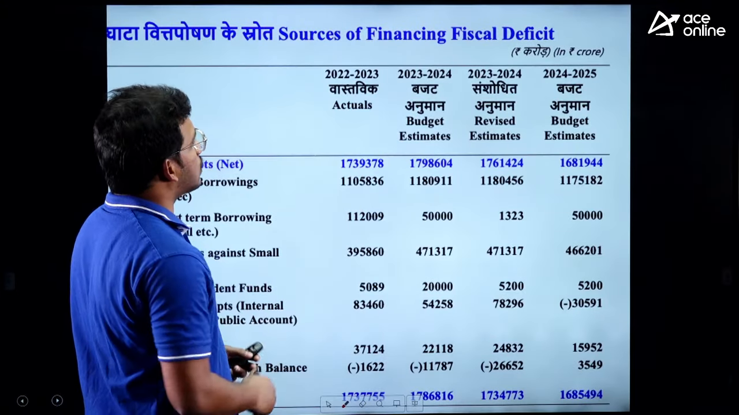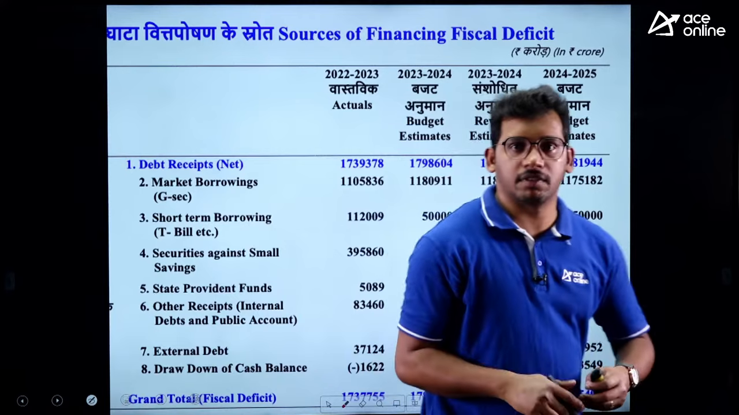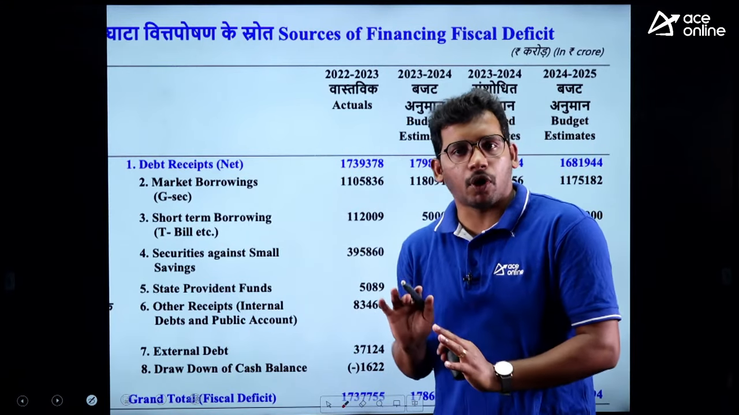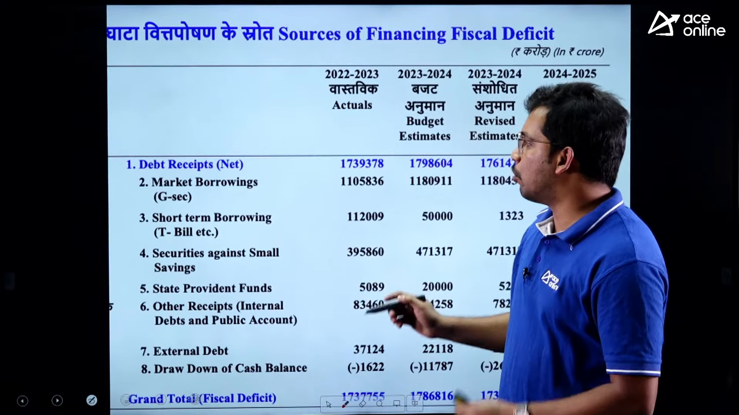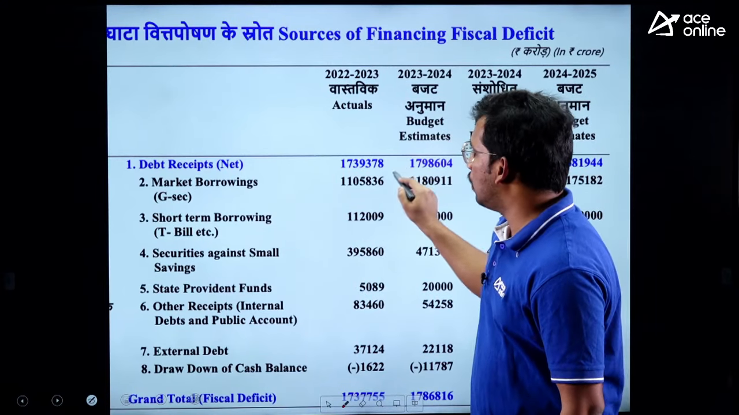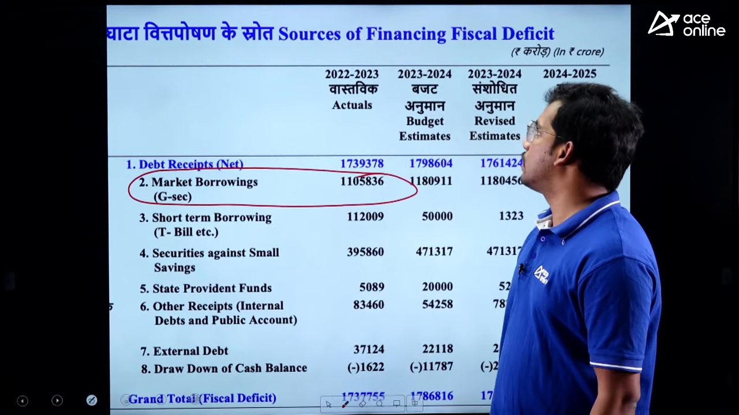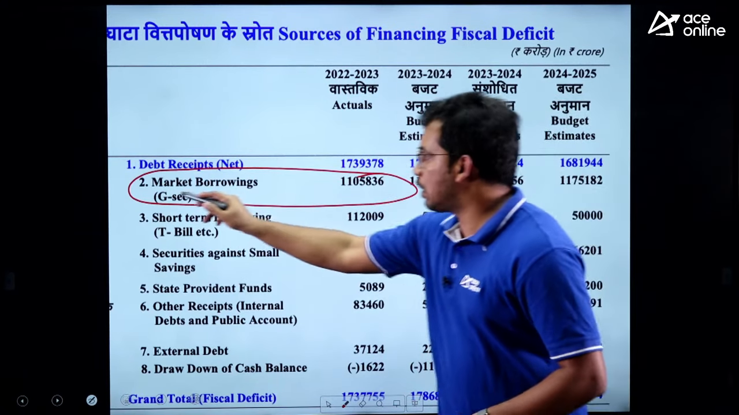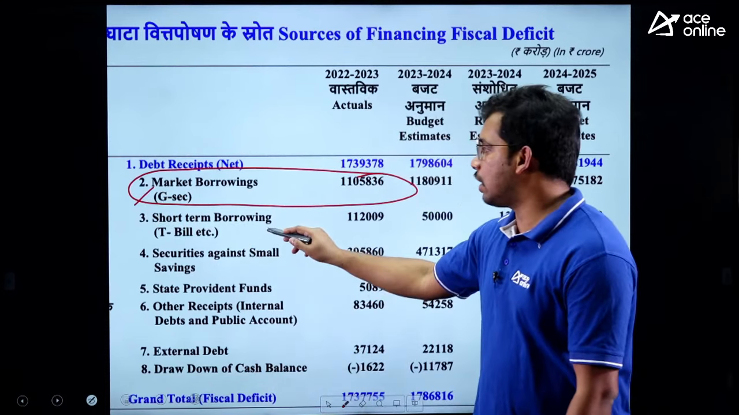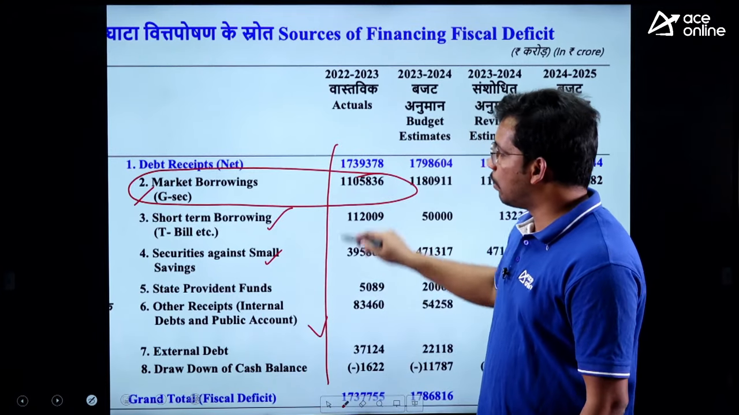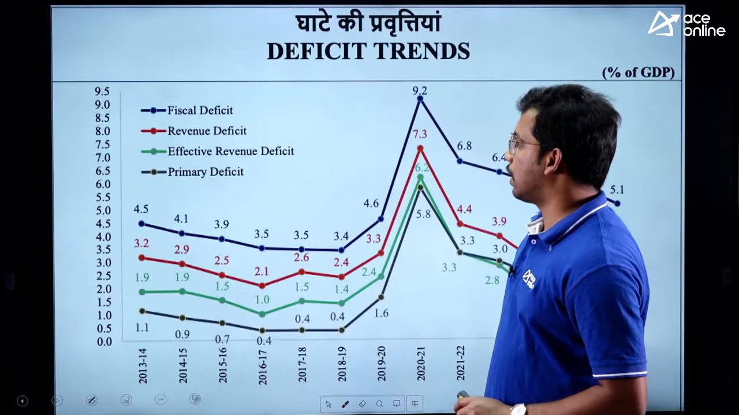So these are sources for fiscal deficit. Fiscal deficit means what? The amount of extra money that government is borrowing because there is no sufficient amount of money. So here also they may ask in the exam which holds the largest part of fiscal deficit. Here market borrowings are the highest, short-term borrowings followed by security. So this also you can remember, which forms the highest part, right?